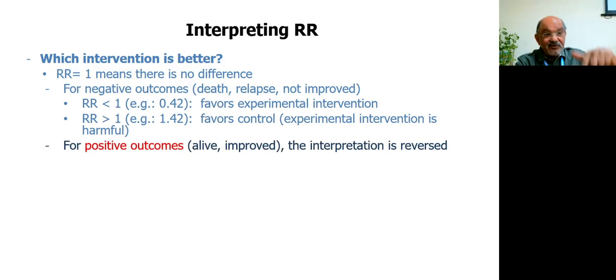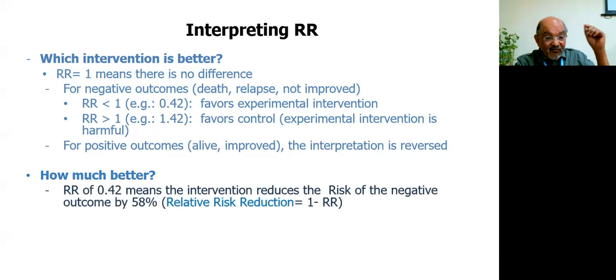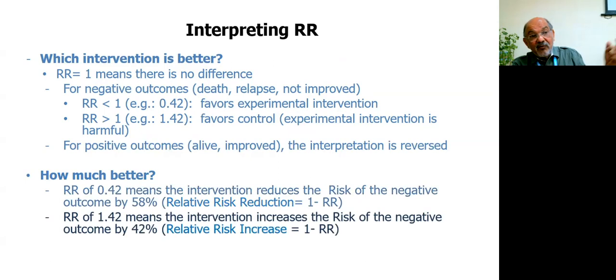Anything less than 1 favors the control. Anything more than 1 favors the intervention. That's the convention. Okay. Not only that, it tells you how much better. So an RR of 0.42 means the intervention reduces the risk of death by 58%. 1 minus the RR. Okay, 58% reduction in the risk of death. You can quantify the improvement. And if you have 1.42, it means how much it increases the risk of death. 42%.